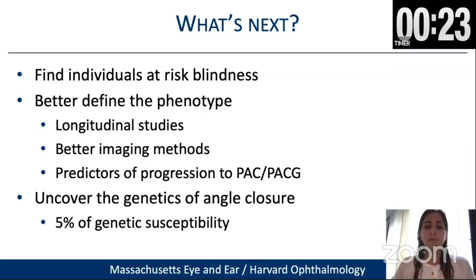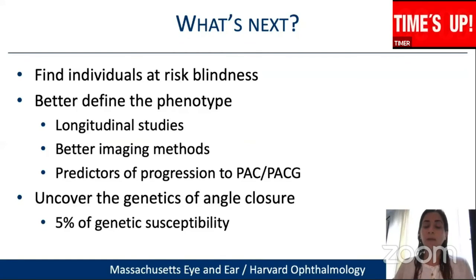So what's next? Well, we have effective treatments. We just need to find the right individuals to treat. How do we do this? We need to better define the phenotype. We need longitudinal studies and better imaging methods to understand anatomic predictors of progression to PAC-PACG. Essentially, we need to redefine the risk factor, which may or may not be PACS. We also need to uncover the genetics of angle closure. The current known genetic risk variants only explain 5% of genetic susceptibility to this disease, so there is a lot of room for improvement.